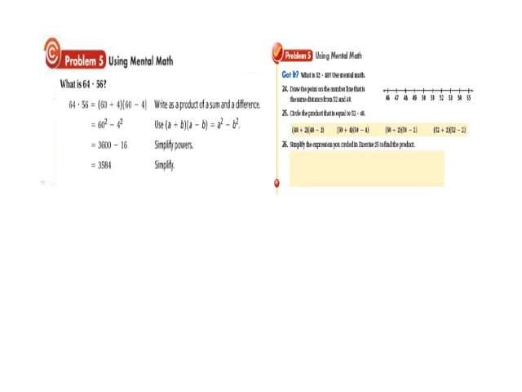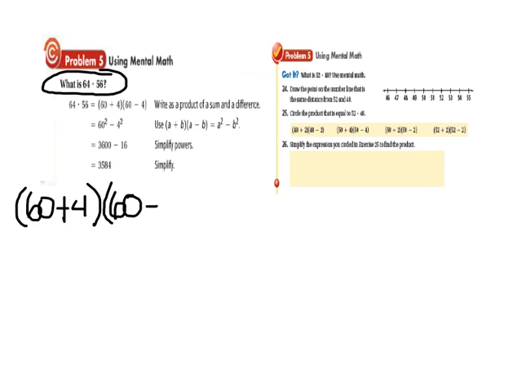Thanks to this method, we can do problems like 64 times 56 in our heads, because what we could do is we can just think of them both. The tens number that comes in between both those numbers is 60. Right? So between 56 and 64, the tens number is 60. So I can consider the first term, 64, as 60 plus 4, and the 56 I can consider 60 minus 4.